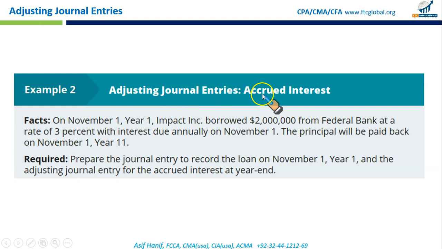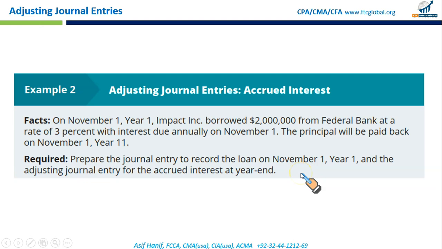Adjusting journal entries, accrued interest. On November 1st, year 1, Impact Incorporated borrowed $2 million from Federal Bank at a rate of 3% with interest due annually on November 1st. The principal will be paid back on November 1st, year 11, about after 10 years. Prepare the journal entries to record the loan on 1st November, year 1 and the adjusting journal entries for the accrued interest at the year end.